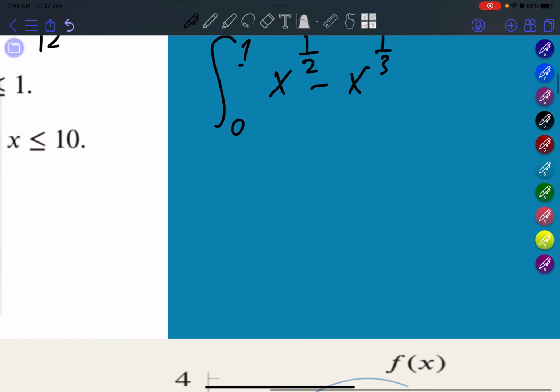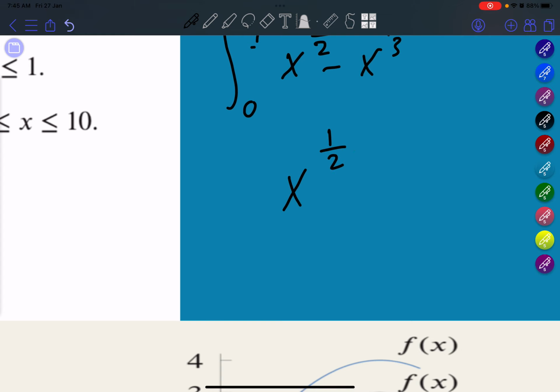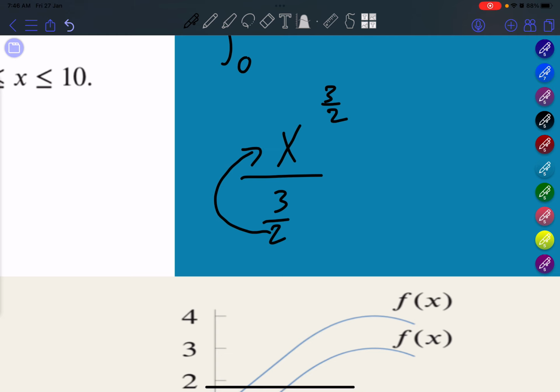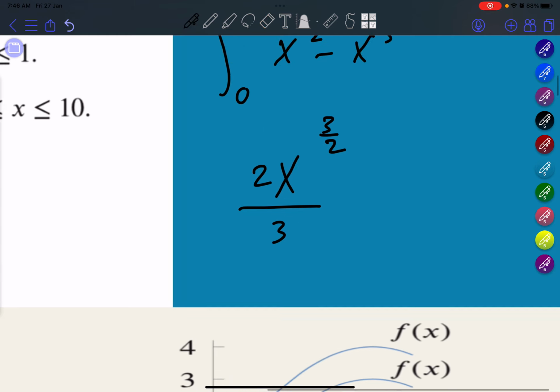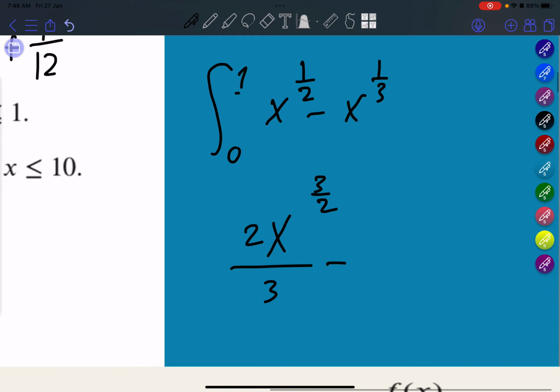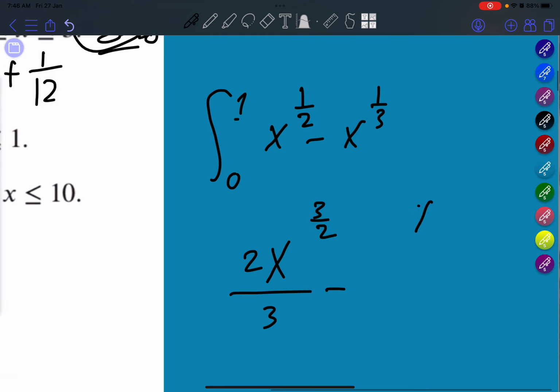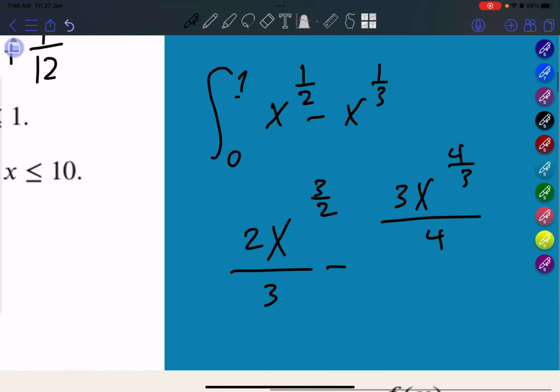We'll still integrate it normally, so let's add 1 to the power, x power half, so 1 plus half is 3 over 2, and let's divide by 3 over 2. Since we have a fraction over a fraction, the 2 will go up, hence the 2 will go here, minus same thing for 1 over 3, so x power 1 over 3 plus 1 becomes 4 over 3. Let's divide by 4 over 3. Again, same case, the 3 will go up, becomes 3x power 4 over 3 divided by 4.